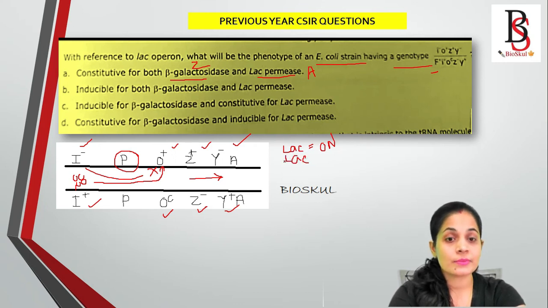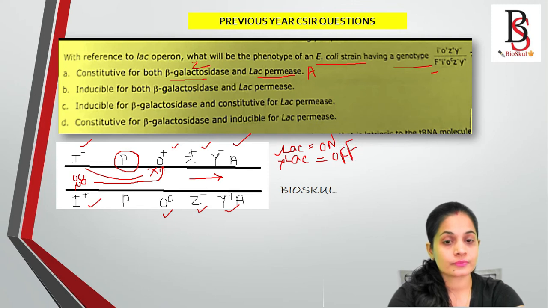Let's consider if the lactose in the medium is absent. Okay, if the lactose is absent in the medium, then what will happen? Then this repressor will occupy the operator region. As it will occupy the operator region, then RNA polymerase cannot bind to the promoter region. So the Lac Operon will be switched off.